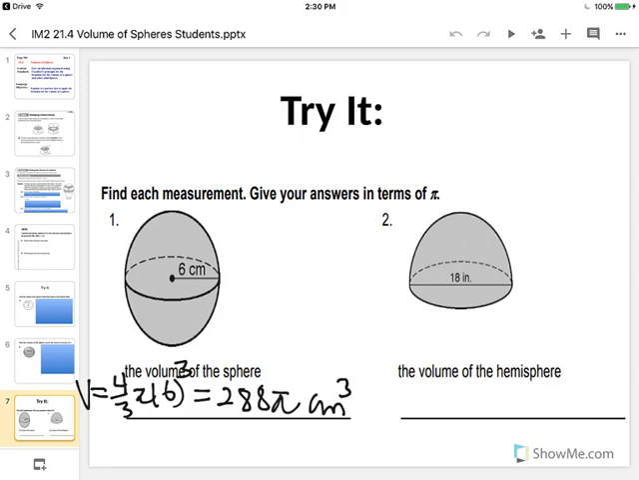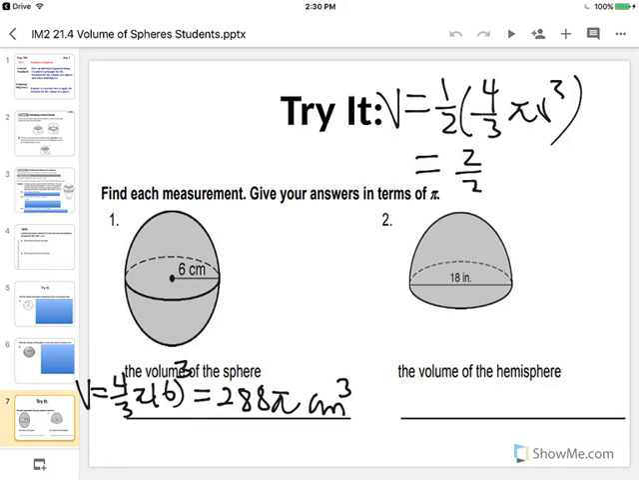For number 2, it is a hemisphere, so it's half. The volume is 1/2 of 4/3 pi r cubed, and then the 4 and the 2 can cancel out, so this gives 2/3 pi r cubed. Then the diameter is 18, so the radius will be just 9.